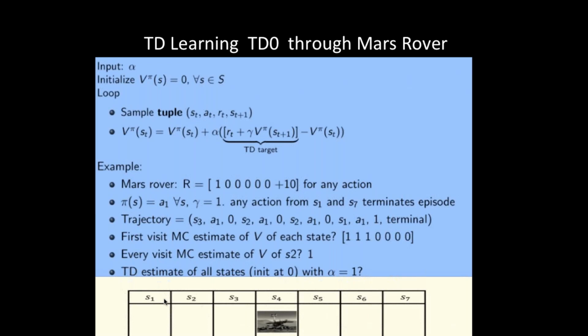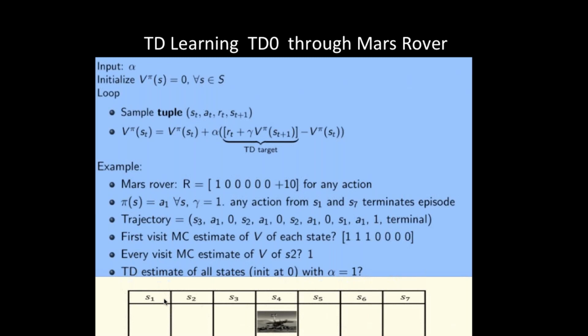So if for any action of S1, S7 terminates the episode. The trajectory is S3, A1, 0, no reward. You're coming from here, S3, A1, 0, there's no reward here, S2, A1. A1 basically means move left or move right. In this case, A1 is move left, and maybe A2 could be move right. So in this case you are repeating the same action, S2, A1, S1, A1, and here you're getting a reward of 1.